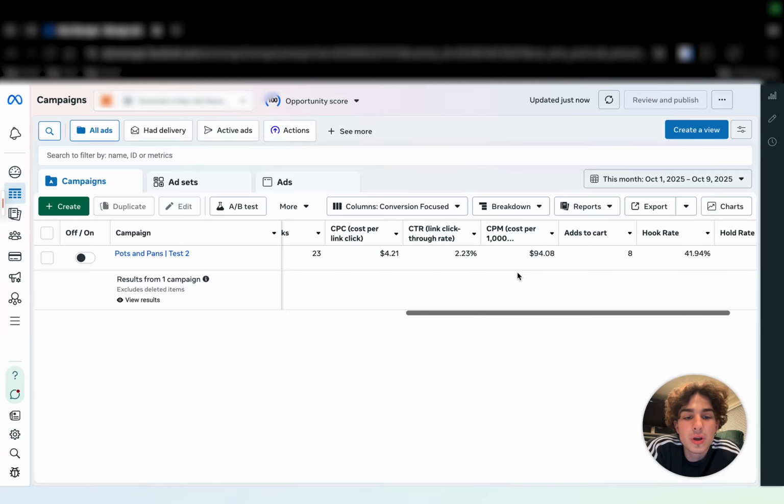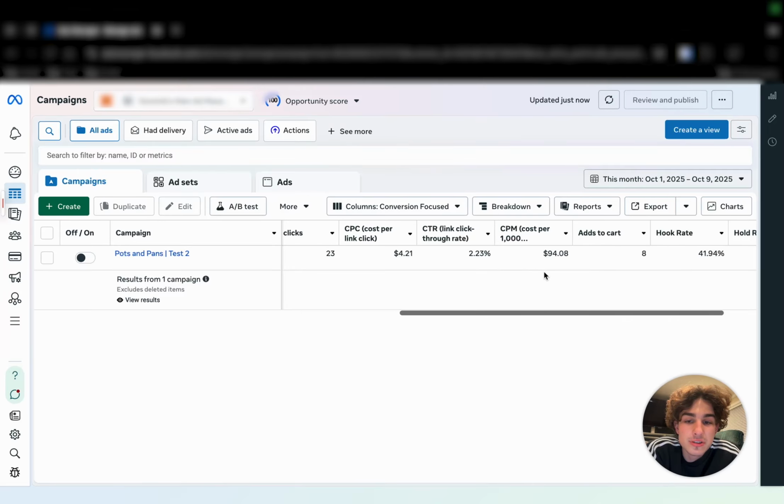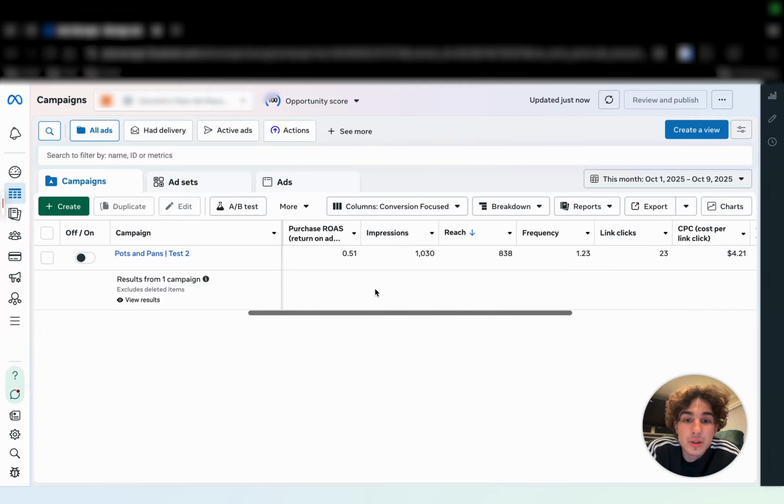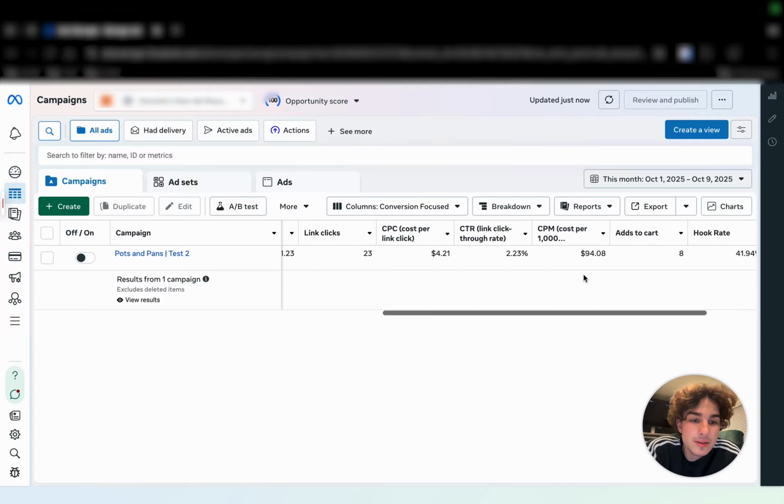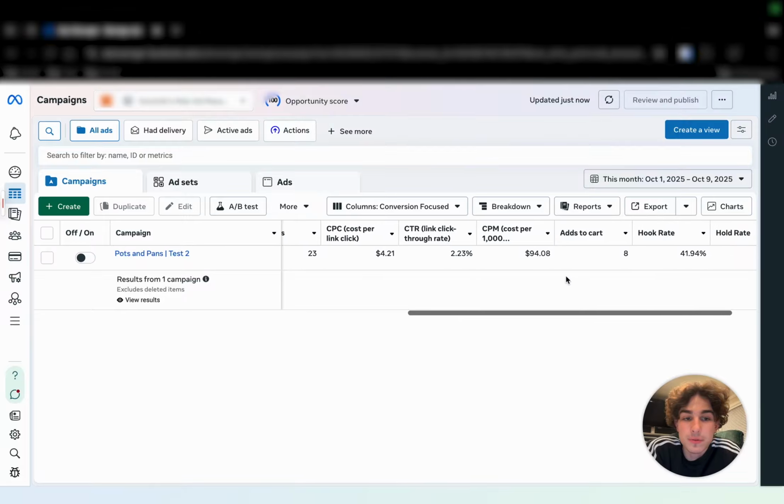CPM is cost per 1,000 impressions. You can see CPM is high here, $100 CPM, because I only got 1,000 impressions. So for all of the impressions, I paid almost $95.